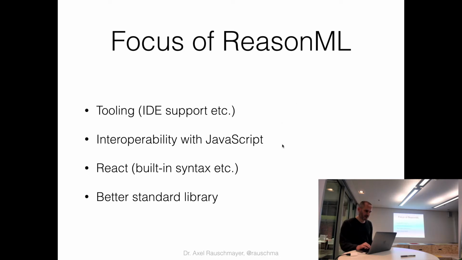So that's also a benefit of the syntax. Another focus is on React. So there is built-in support for JSX, for example. And another focus is to improve the standard library. There are several competing standard libraries in the OCaml world. And ReasonML wants to have a single unified, very complete standard library. And that is something that I occasionally miss when I'm programming JavaScript, a more comprehensive standard library.